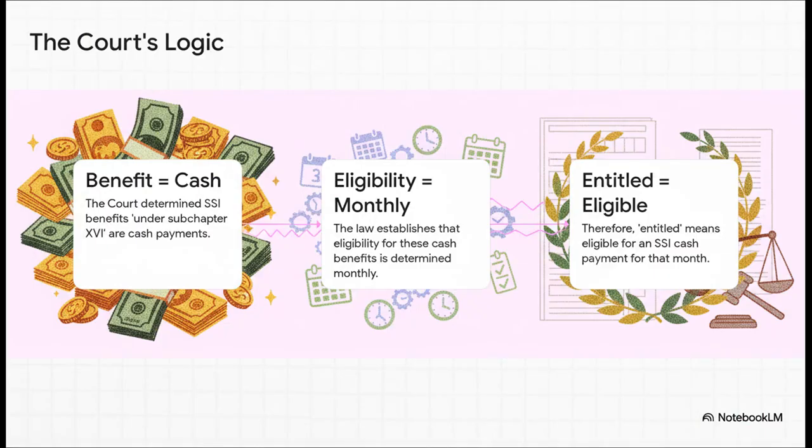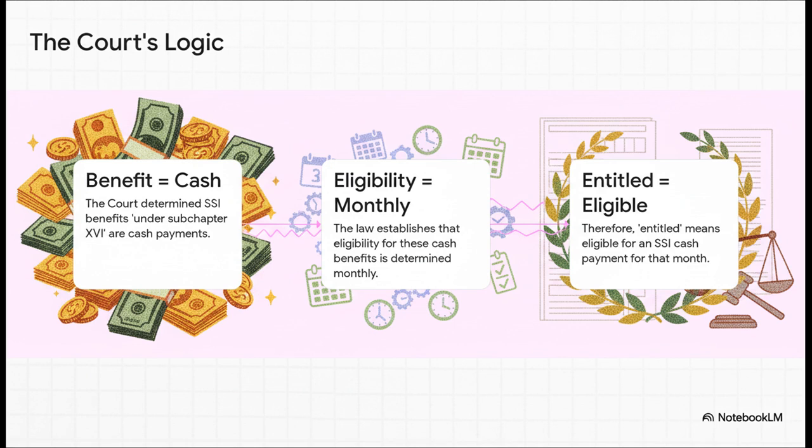So how did they get there? Well, the court's logic was pretty straightforward, like a 3-step process. First, they looked at the law for SSI itself and said, okay, the benefits here are defined as cash payments. Step 2, they noted that the law makes it clear that your eligibility for that cash is decided on a month-to-month basis. So step 3, it logically follows that being entitled to benefits must mean being eligible for that specific monthly cash payment.